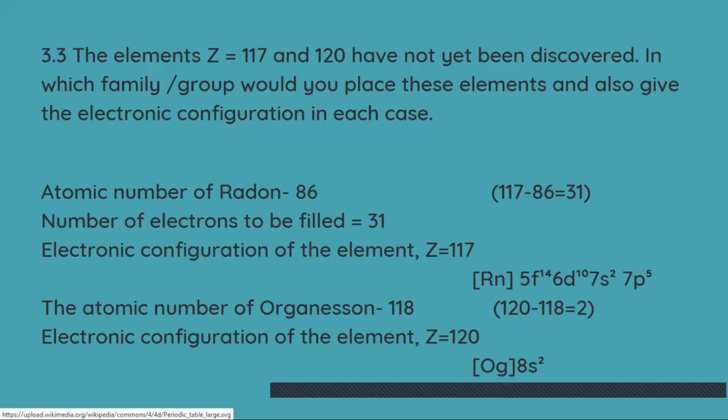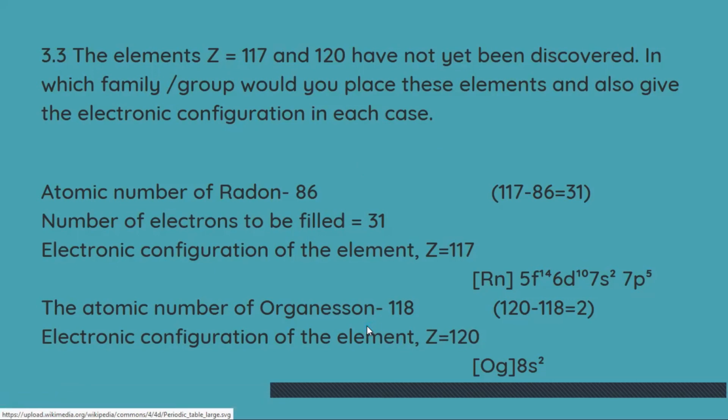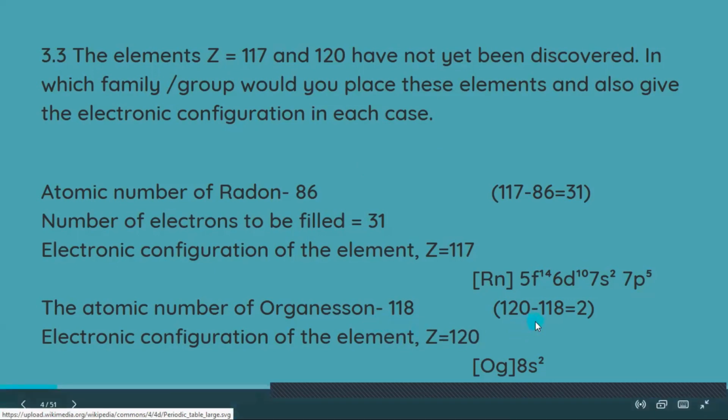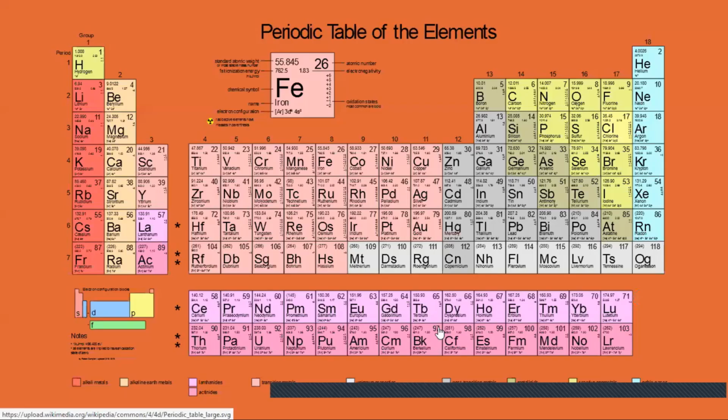The next one is 120. The last element that we know right now is oganesson, which is 118. And so only 2 electrons have to be filled up, which means, first of all, oganesson is in the 7th period of the periodic table over here.